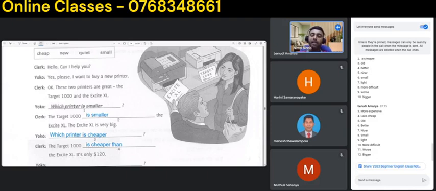So you can see we can write the question in this way: which printer is cheaper? They have given the word cheap here, no? So we can use the comparative form because there are two printers. So we can ask cheaper. Which printer is cheaper? The Target 1000 is cheaper than the Excite XL. So the answer has to be the Target 1000 is cheaper than the Excite XL. It's only $120. So the Target 1000 is only $120. Right. Next one.